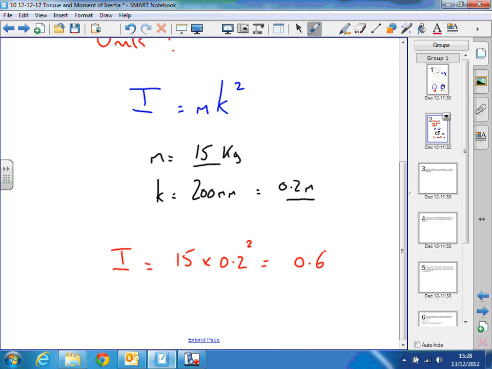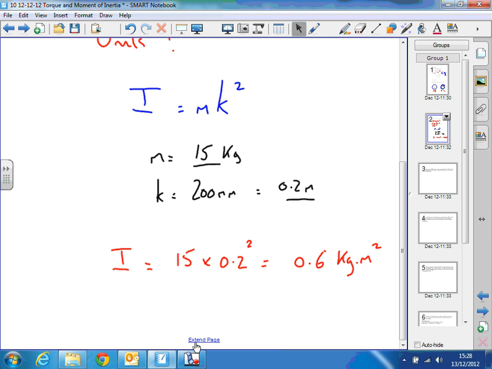Unit for moment of inertia, would you say? Units of mass? Units of radius of gyration? Kilogram meters squared. So the units come directly from the formula. So that's the moment of inertia, which is the equivalent of mass.